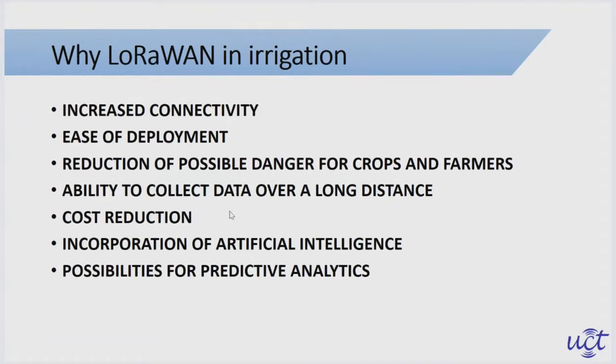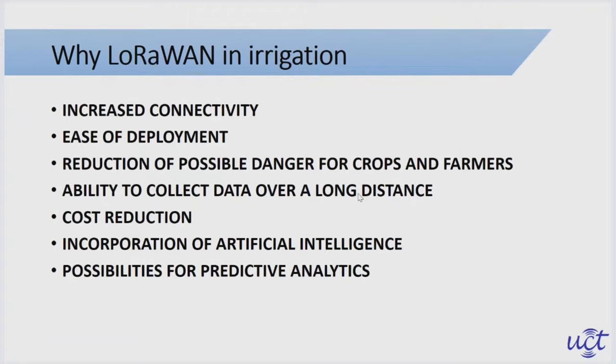It also reduces the possibility of danger for the crop and the farmer, because we are not putting in any wires or cables which are carrying power or 220 volt electricity. So it is also good for the crop and the farmer. It also has a long range; the theoretical range of LoRaWAN is 10 kilometers, so we can collect data from a long distance.